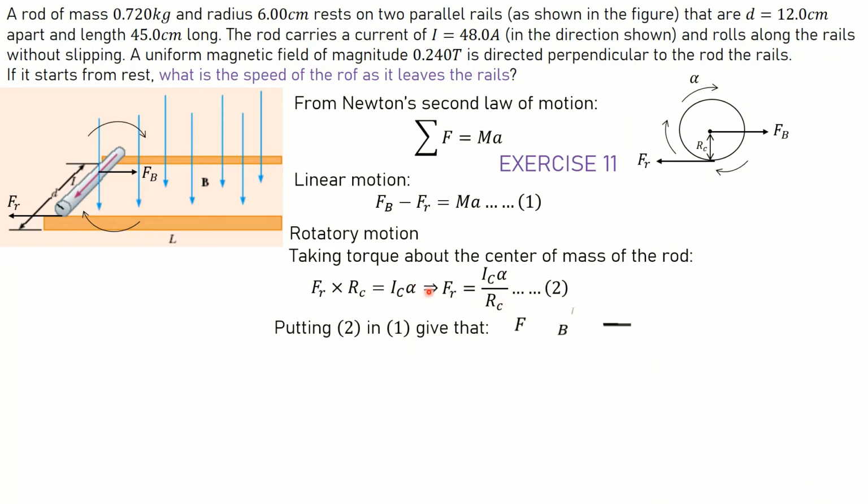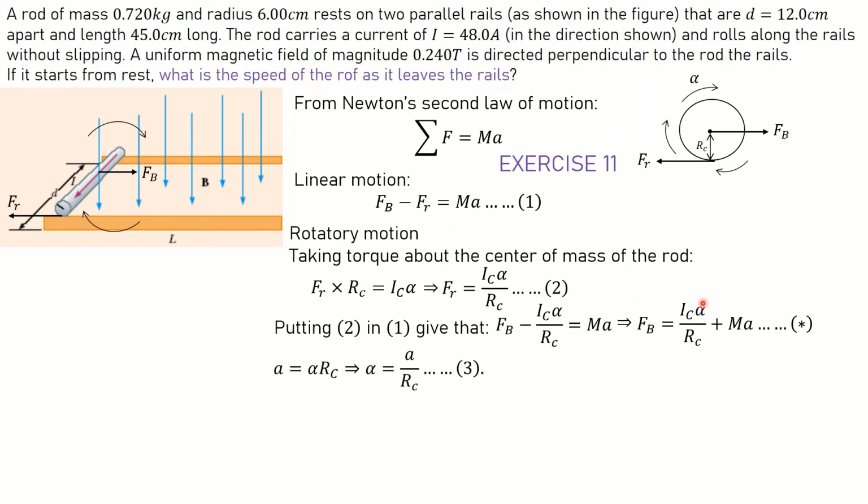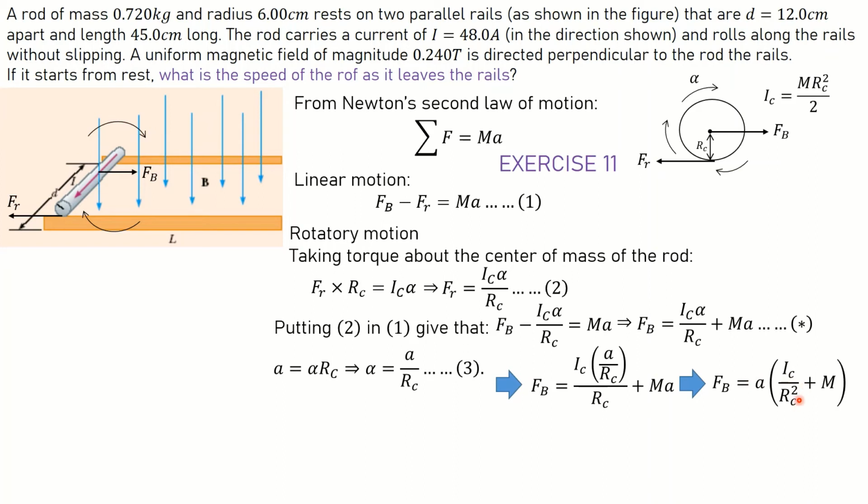If we put equation 2 in equation 1, we replace this with F. From there we get the magnetic force to be this. Now our aim is to find the linear acceleration, because finding the linear acceleration we'll be able to get the speed. So we need to eliminate the angular acceleration, so we write it in terms of the linear acceleration. The angular acceleration is the linear acceleration over the radius. From there we can substitute it. The radius goes down, we have it squared in the denominator.